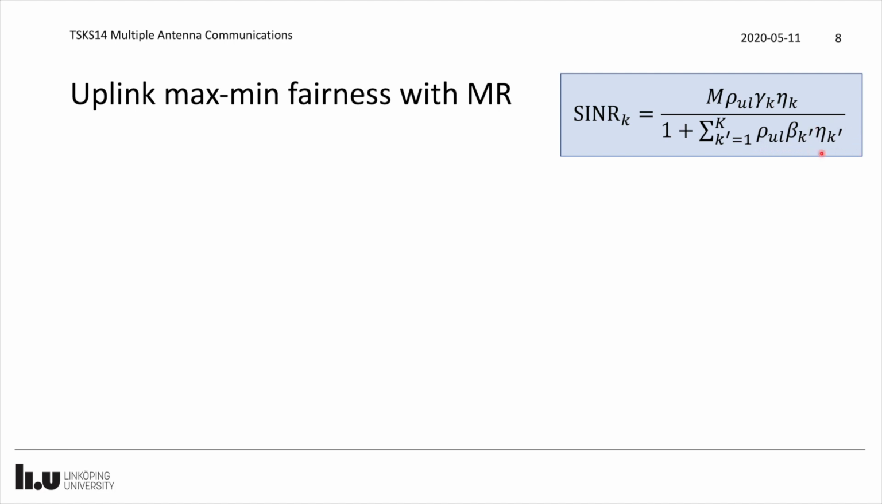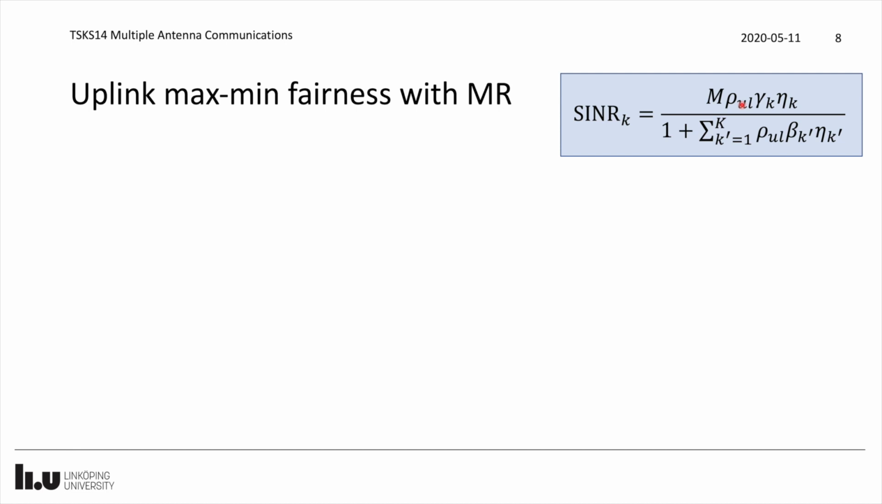There are a couple of interesting things here. One is that the term containing the uplink interference is not dependent on which user we are considering. So this number will be the same for every user. What differentiates the SINR that different users can achieve is what's going on in the numerator. Different users will have different values of gamma k. M is the same, and rho uplink is the same if every user device has the same maximum power.